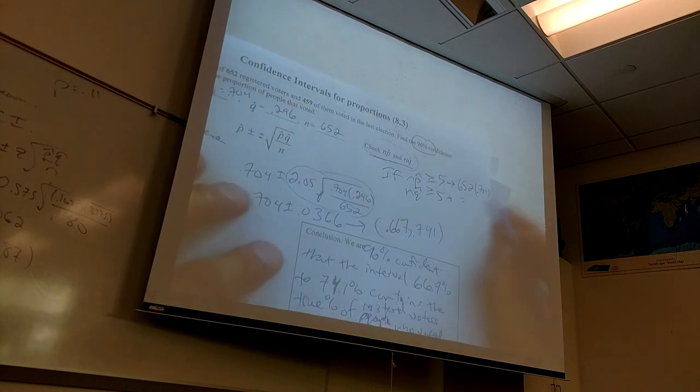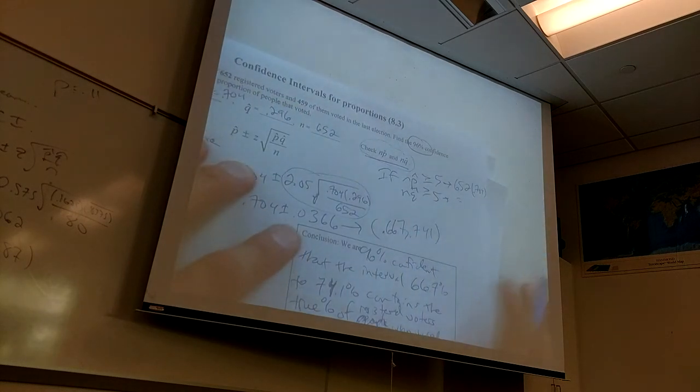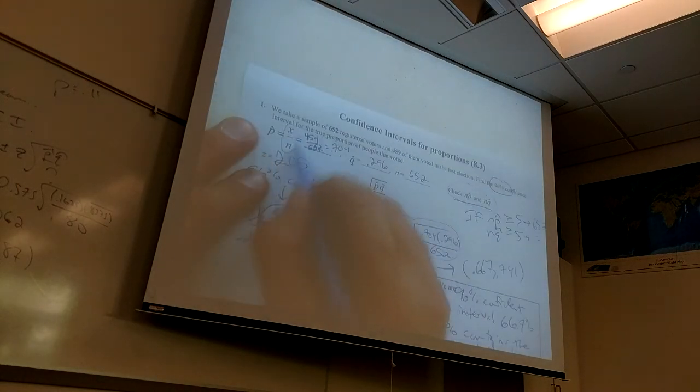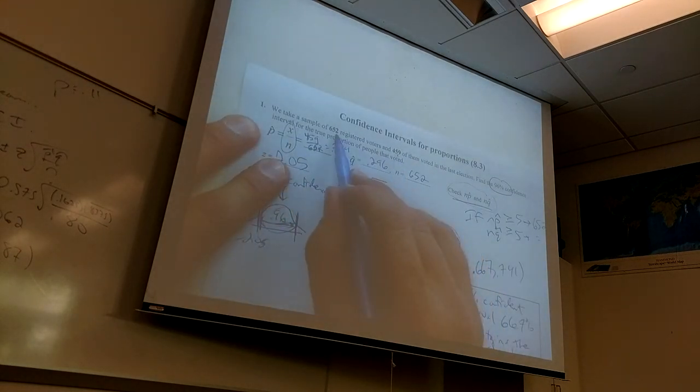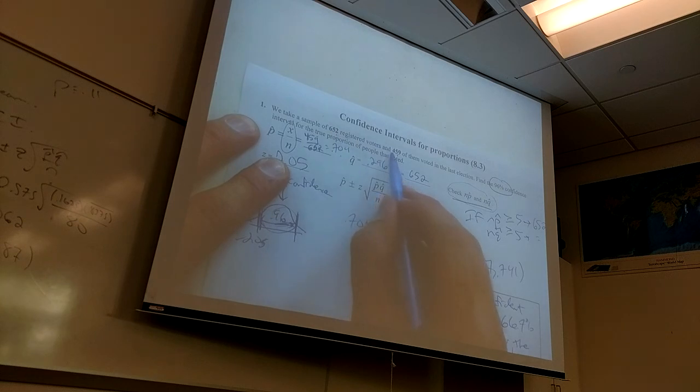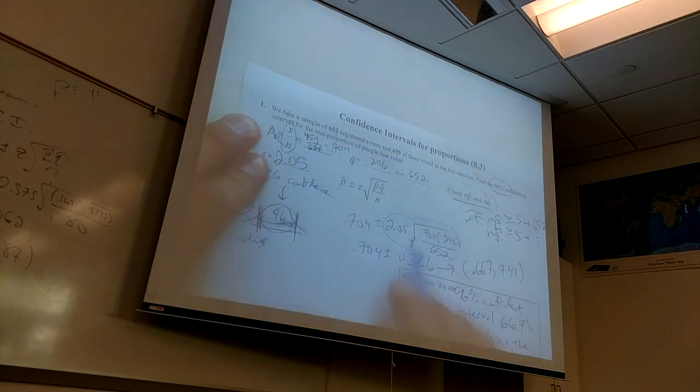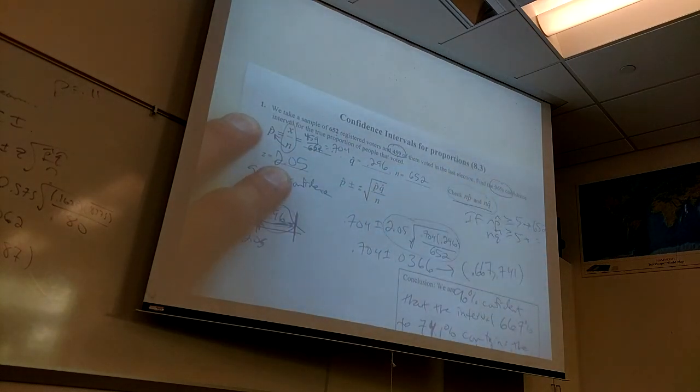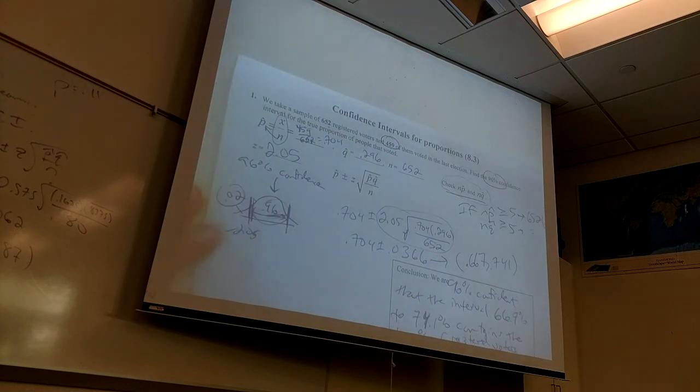Because how do you figure out P hat? To figure out P hat, don't you do X divided by N? The number of successes divided by N. So what is NP hat always going to be? The number of successes, right? There's a little shortcut for you. Remember that problem I did a minute ago? What's NP hat here? Who cares what N is? NP hat is 13.